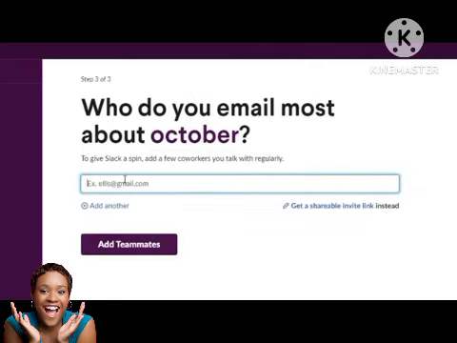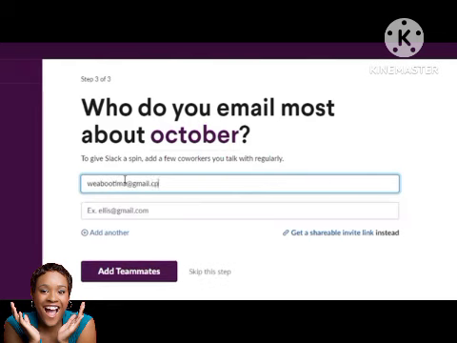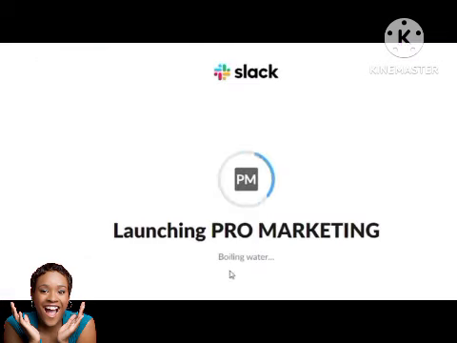Now you're going to add any teammates. I'm just going to add myself because it's going to help you guys estimate what a teammate is going to look like. So I'm going to add teammates, and now you can see Slack is creating my workspace or my messaging space.